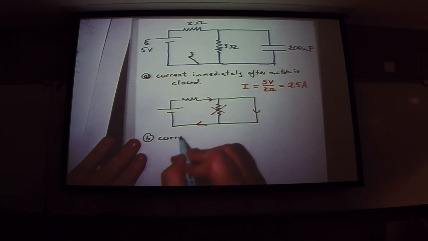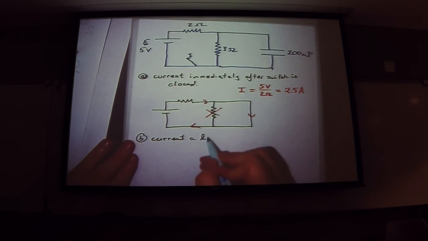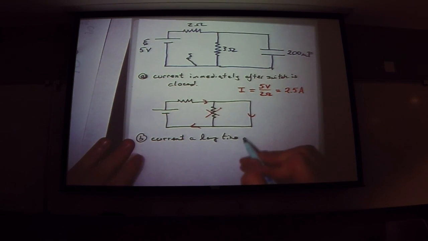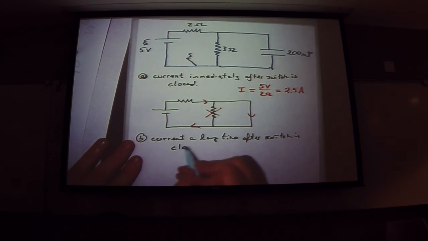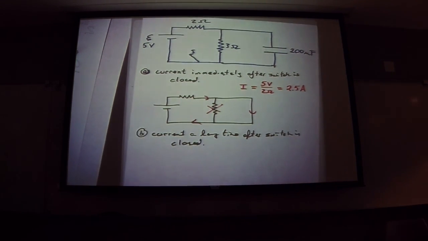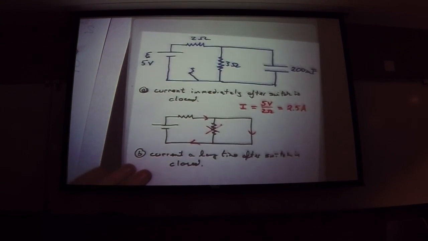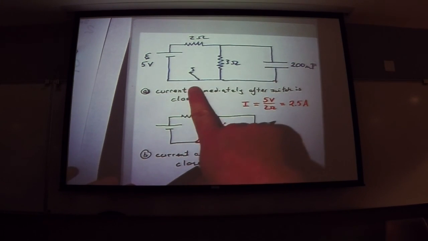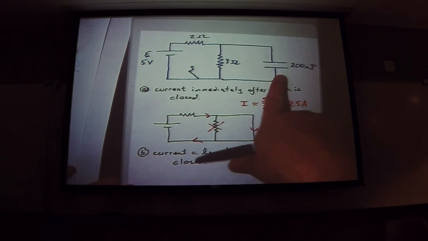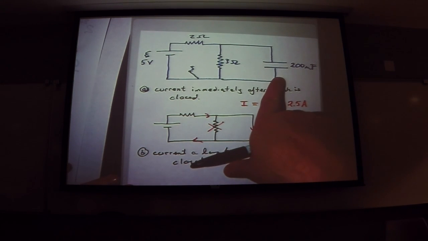Current a long time after the switch is closed. Okay? All right, so a long time after the switch is closed, this capacitor will be what? Fully charged. Once this capacitor is charged, how much current can flow through it? 0. 0 current can flow through this.